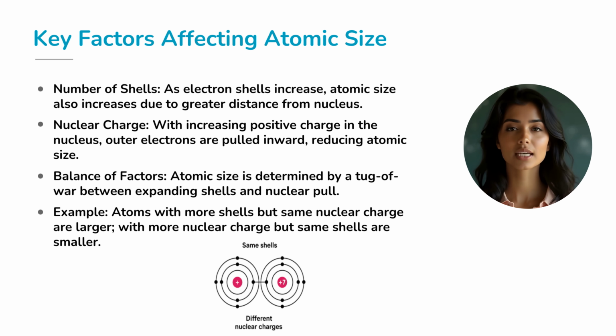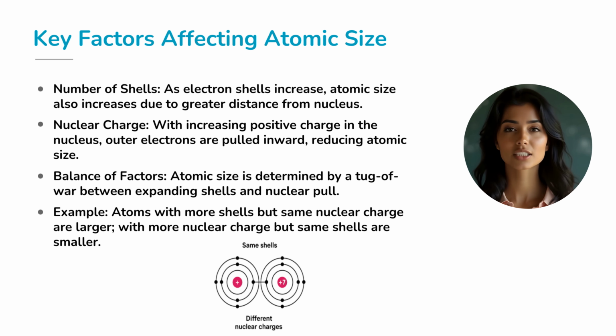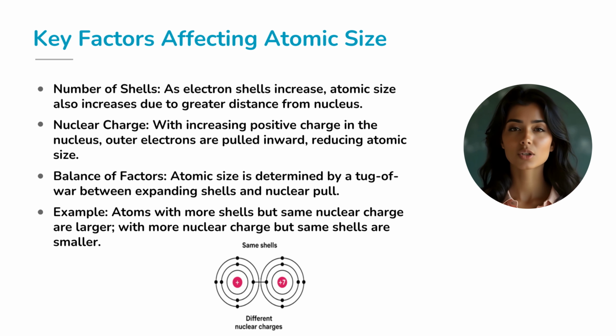First, the number of electron shells. More shells mean the electrons are farther away from the nucleus, so atomic size increases. Second, the nuclear charge. This is the positive charge of the nucleus and it pulls electrons inward. So, if nuclear charge increases but the number of shells stays the same, atomic size decreases. It's really a balance between two forces, expanding shells pushing outward and nuclear pull drawing electrons inward.